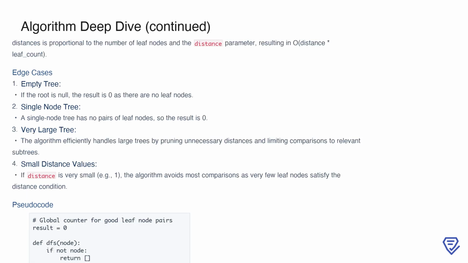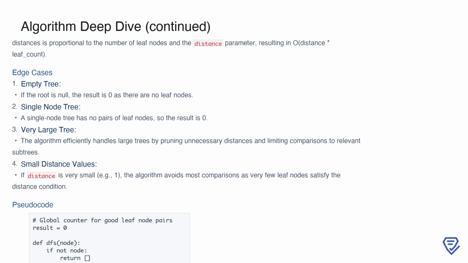To further refine our understanding, we consider some edge cases. If the tree is empty, meaning the root is null, the result is 0 since there are no leaf nodes. For a single node tree, there are no pairs of leaf nodes, so the result is also 0. For very large trees, the algorithm remains efficient because it avoids storing unnecessary distances and limits comparisons to relevant subtrees. On the other hand, if the distance parameter is very small, such as 1, the algorithm skips most comparisons since very few leaf nodes can satisfy such a strict condition. These considerations ensure the algorithm is robust and performs well under a variety of scenarios.